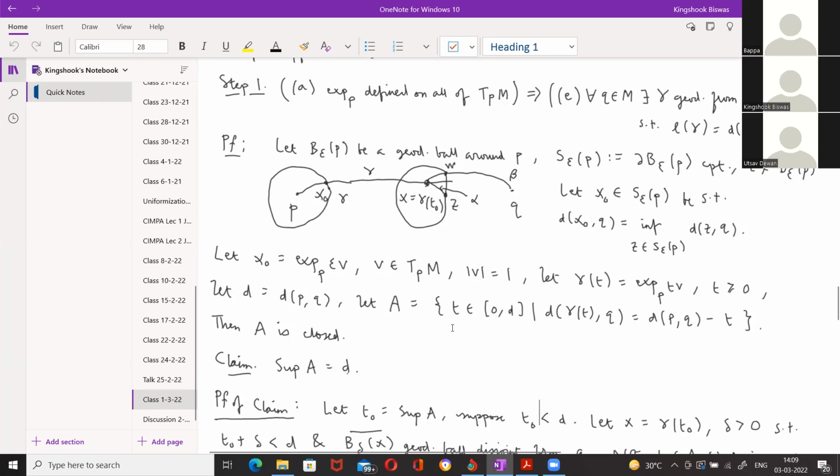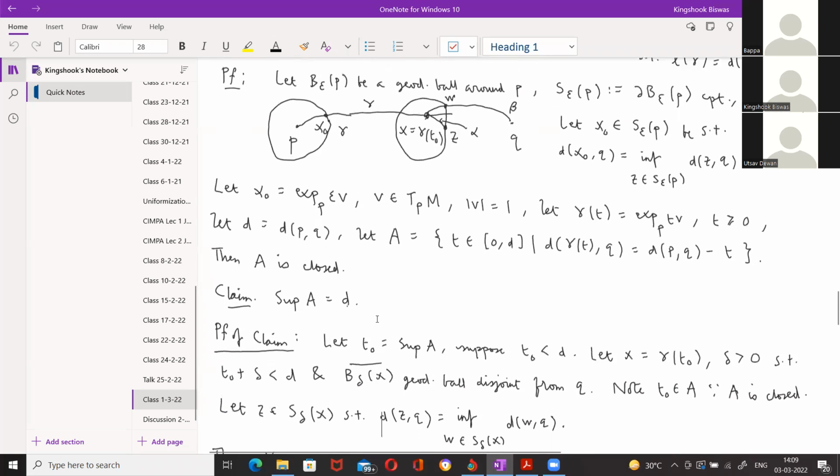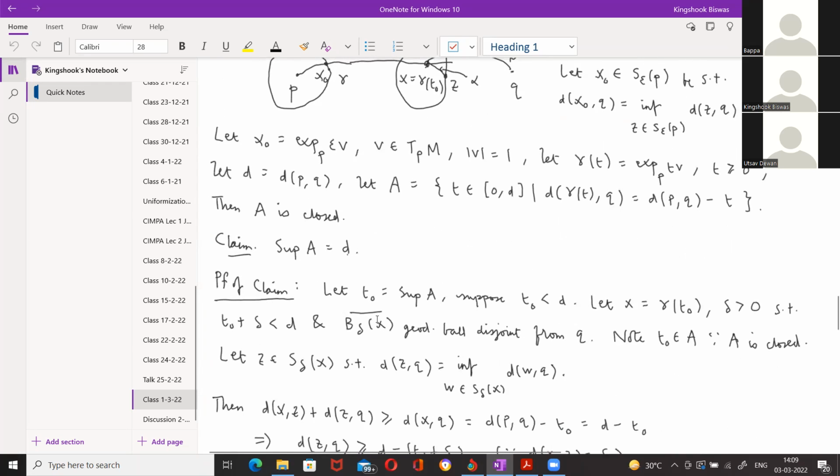All right. So first note that A is closed, and therefore A contains its supremum because it's closed. And so you want to show that the supremum of A is D. So what we actually showed is that if a point T naught belongs to A, then T naught plus delta for delta small enough also belongs to A, if T naught is less than D. All right. So that's what we showed.